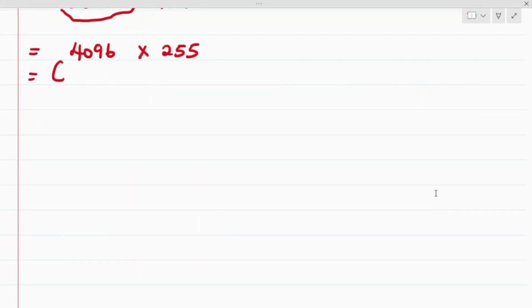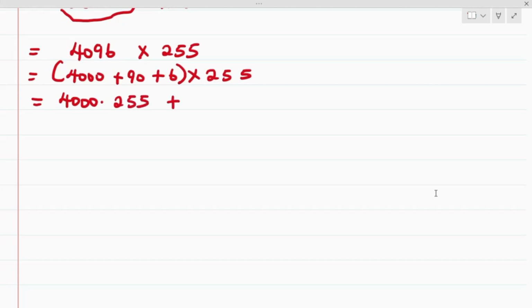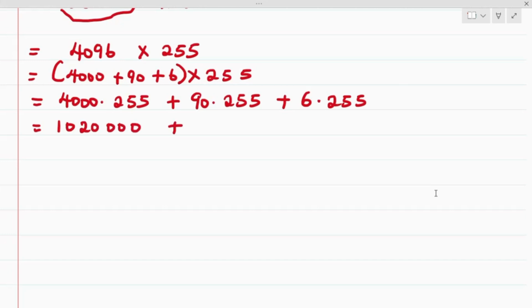So this is equal to, now we can easily express 4096 to be 4000 plus 90 plus 6, multiplied by 255. So if we open up the brackets, we have this to be 4000 multiplied by 255, plus 90 multiplied by 255, plus 6 multiplied by 255. So this is equal to 4000 multiplied by 255, which is 1,020,000, plus 90 multiplied by 255, which is 22,950, plus 6 multiplied by 255, which is 1,530.